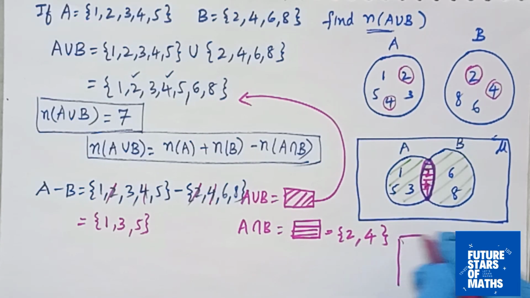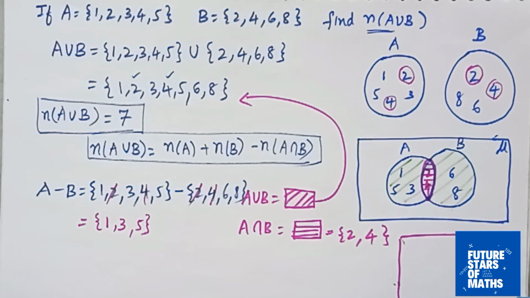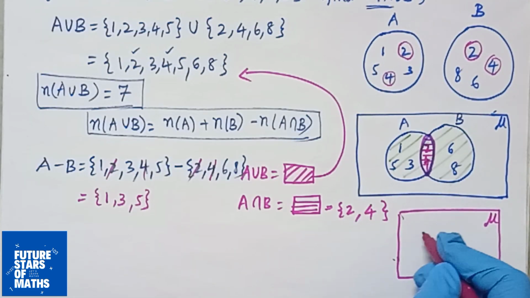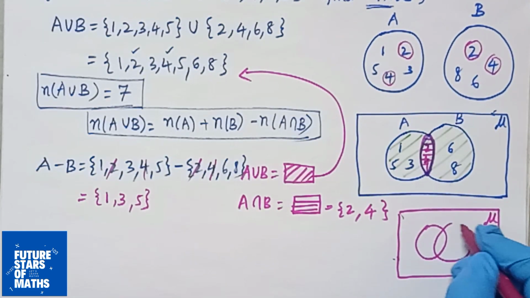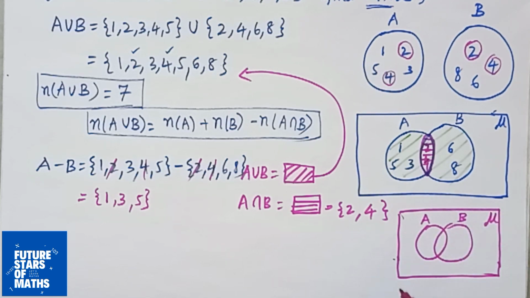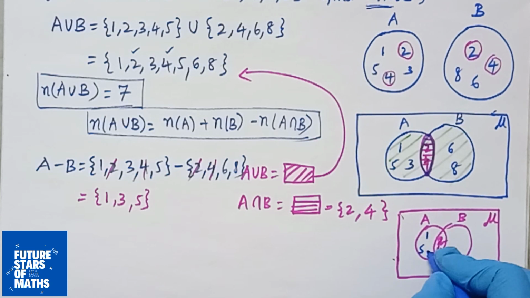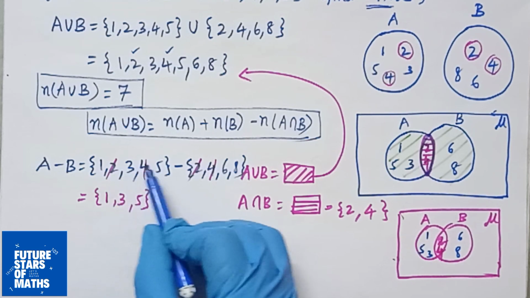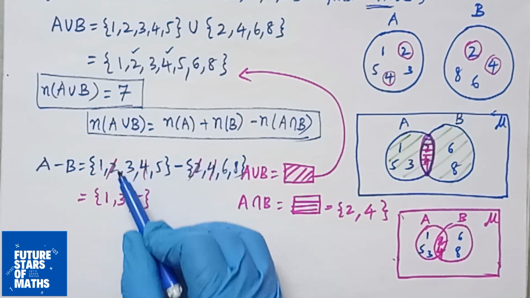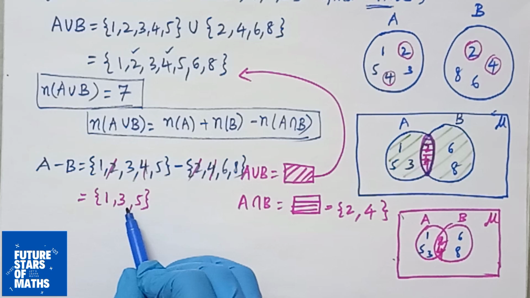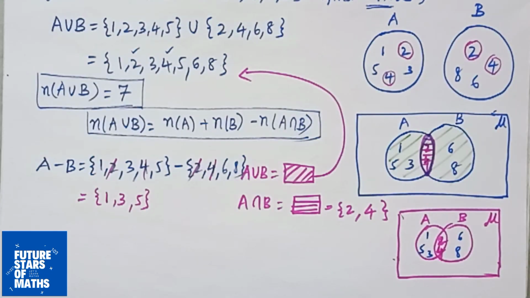Same thing. First we should draw A and B overlapping each other. Mark A, B, the elements will be the same. Okay, here 2 and 4. Then 1, 5, 3, 6 and 8. So what did you notice here? The intersection part, that is the same element part, is cancelled, and the elements which are left in A are written in the answer.